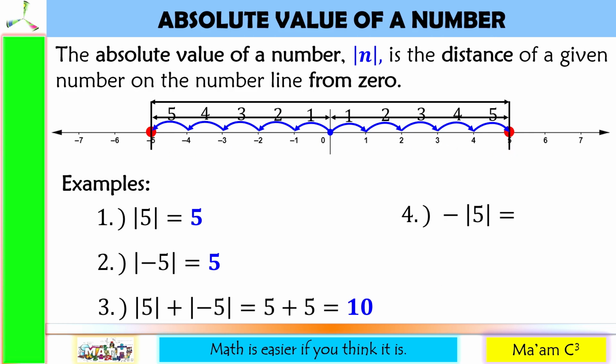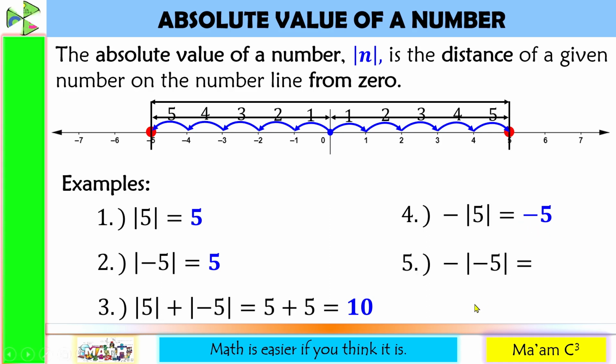Another one, the negative of absolute value of 5. Again, the absolute value of 5 is 5. Since we have a negative here, then we just copy it here. So it would be negative 5. When a negative sign appears before the absolute value symbol, this means you are taking the inverse or opposite of the absolute value, thus leading to a negative number.